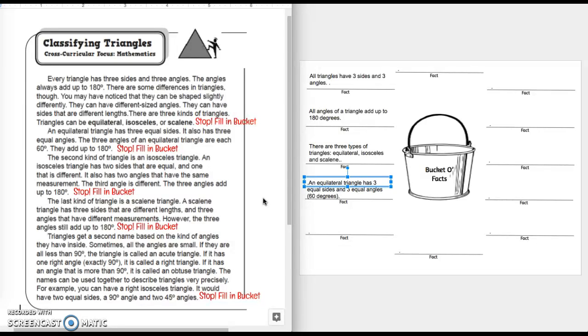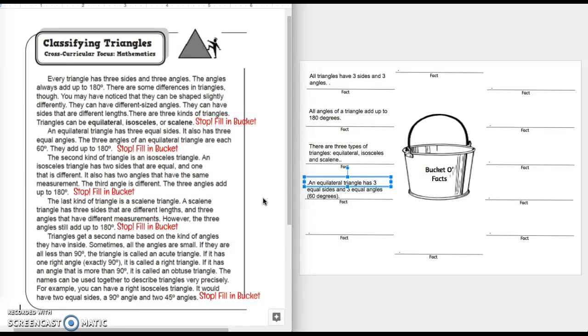The second kind of triangle is an isosceles triangle. An isosceles triangle has 2 sides that are equal and 1 side that is different. It also has 2 angles that have the same measurement. The 3rd angle is different. The 3 angles add up to 180 degrees. Now stop and fill in your bucket.